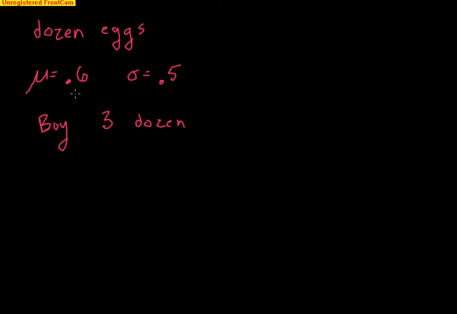Well, that would be 0.6 times 3, because I have 3 dozen, 3 of them, right? I'm going to buy a dozen, another dozen, and another dozen. I expect 0.6 on the first dozen, 0.6 on that dozen, and 0.6 for that dozen. I expect 0.6 for each dozen. 0.6 times 3, hopefully, is 1.8 expected broken eggs if I buy 3 dozen.